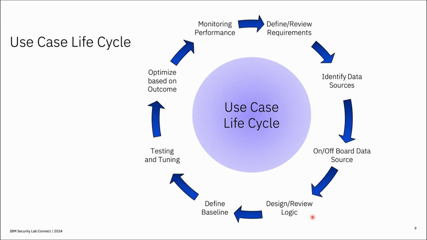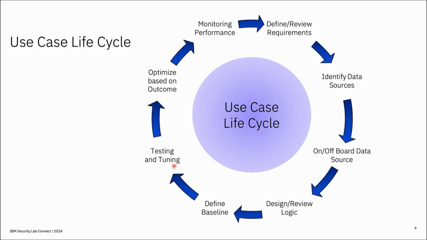Following this, the cycle progresses to the design and review of the detection logic, the rules and logic that determine how the use case will detect threats or anomalies. Once the logic is in place, the baseline is defined, which serves as a reference point for normal system behavior, helping to identify deviations. After establishing the baseline, the use case undergoes testing and tuning to ensure it functions as expected and accurately detects the intended events or conditions.